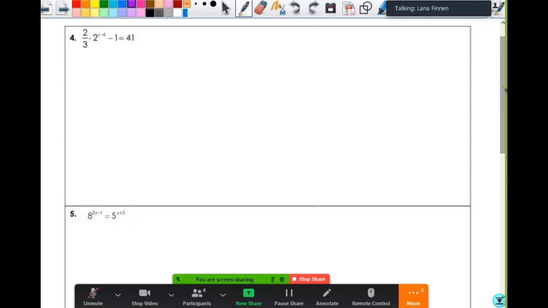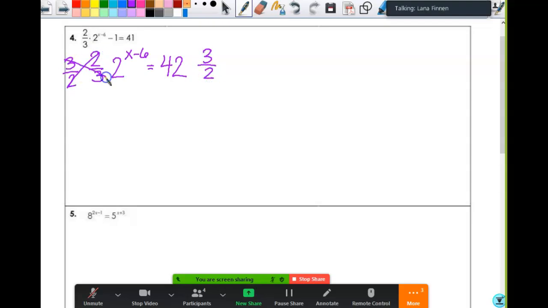What would be the first thing I need to do on number 4? Add the 1. Good. So I'm going to get 2/3 times 2 to the x minus 6 power equals 42. Can I multiply the 2/3 times the 2? Like, can I combine this here? No, I cannot make that 4/3 because I've got 2 to this power times the 2/3. So those aren't combinable. So I need to get rid of the 2/3. I do that by doing what? Multiply by the reciprocal. Good. So I'm going to multiply both sides by 3/2.